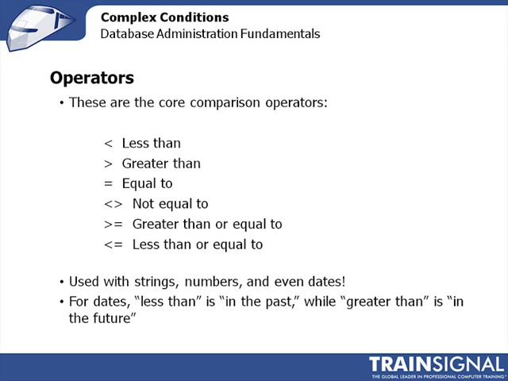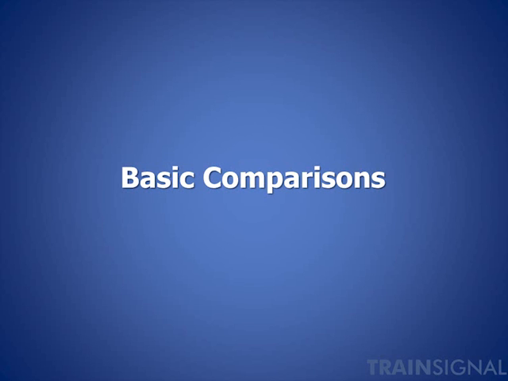SQL Server uses standard programming style comparison operators for its core comparisons: the angle brackets for less than and greater than, the equal sign for equal to, angle brackets for not equal to, greater than or equal to, and less than or equal to. These can be used with strings, numbers, and even with dates. For dates, less than means in the past, while greater than means in the future. Let's switch over to SQL Server Management Studio and take a look at some queries that use these basic comparison operators.